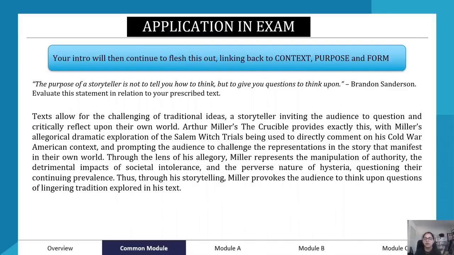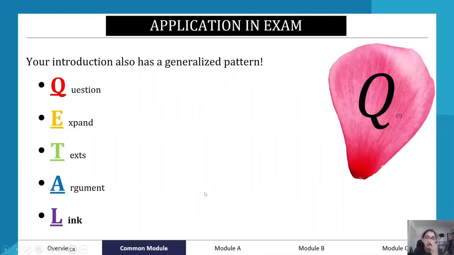So through the lens of his allegory, Miller represents the manipulation of authority, the detrimental impacts of societal intolerance, and the perverse nature of hysteria, questioning the continuing prevalence. Thus, through his storytelling, Miller provokes the audience to think upon questions of lingering tradition explored in the text. The last two parts here that are really important are, firstly, signposting your paragraphs, and secondly, audience impact. That's really important.